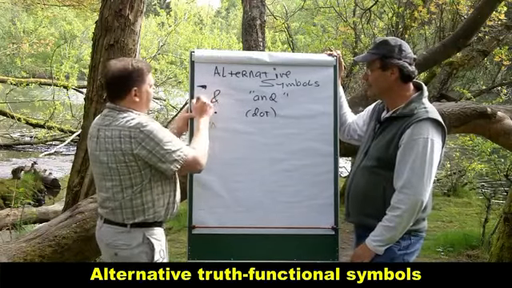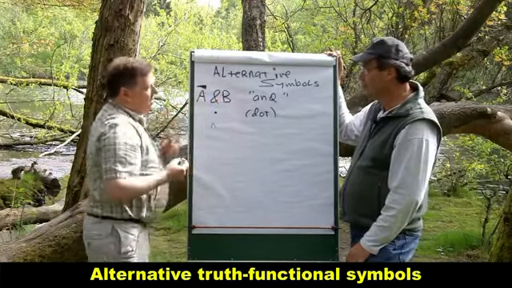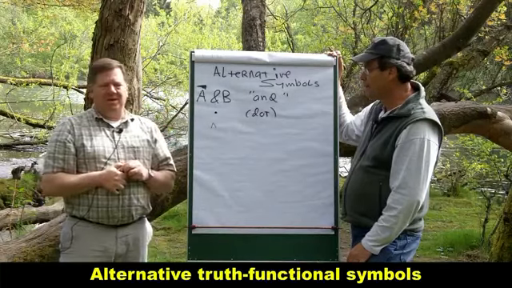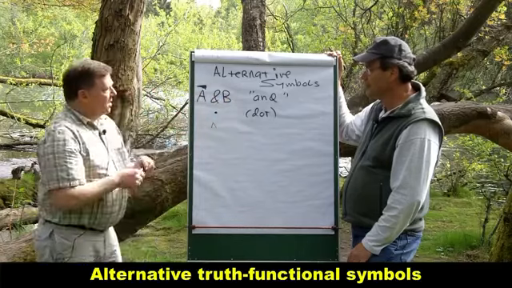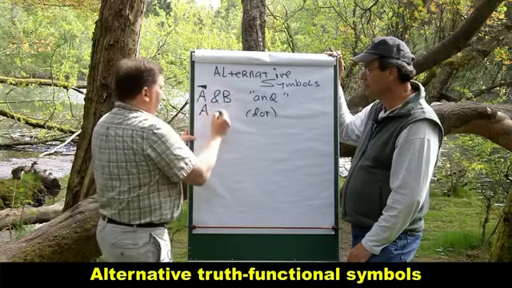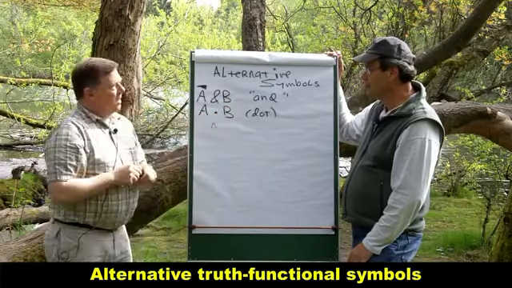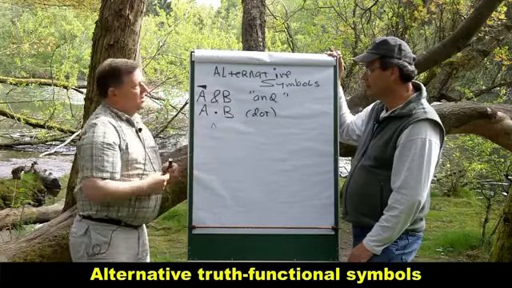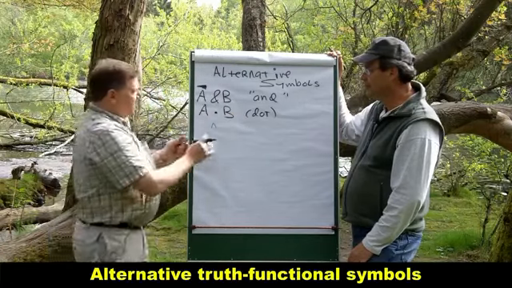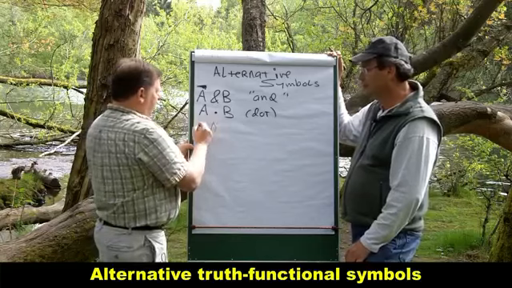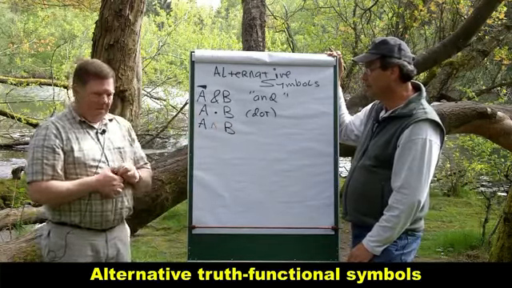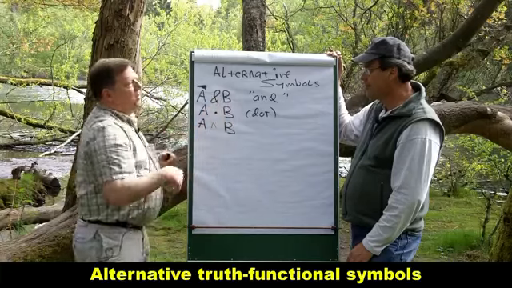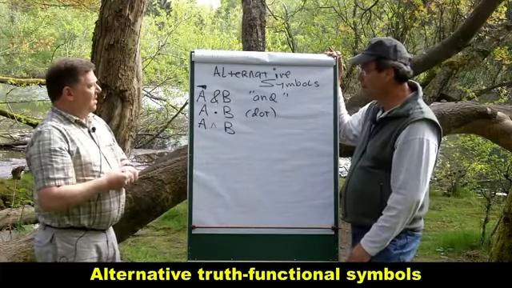So instead of writing A ampersand B to represent the conjunction of A and B, such as Ann is home and Bob is home, some texts will write A dot B, and that just says Ann is home and Bob is home. And in some books you'll see the caret, A caret B, saying that Ann is home and Bob is home. So these three symbols are probably the most often used.